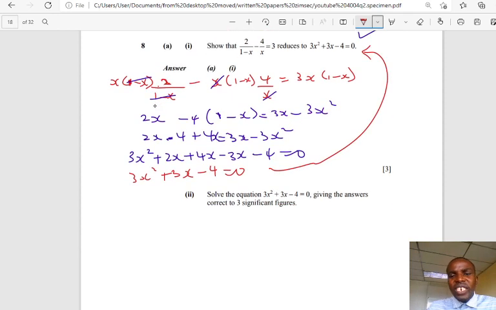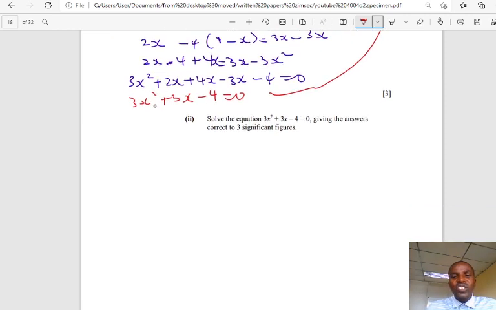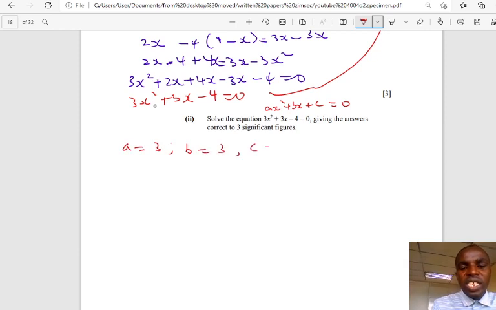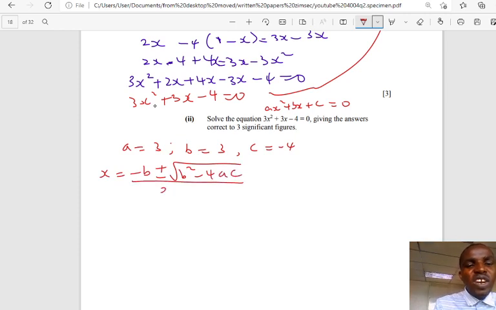Done. Solve the equation, giving the answer correct to 3 significant figures. This one, you have to use the quadratic formula, and these are 5 marks. You express this in the form ax squared plus bx plus c equals 0. The coefficient of x squared is a, so a equals 3, b equals 3, c equals minus 4. Then by the quadratic formula, x equals minus b plus or minus the square root of b squared minus 4ac, all over 2a.